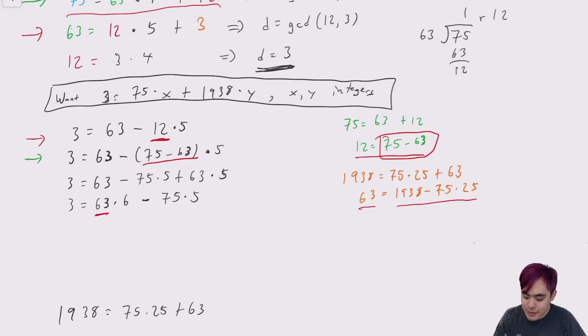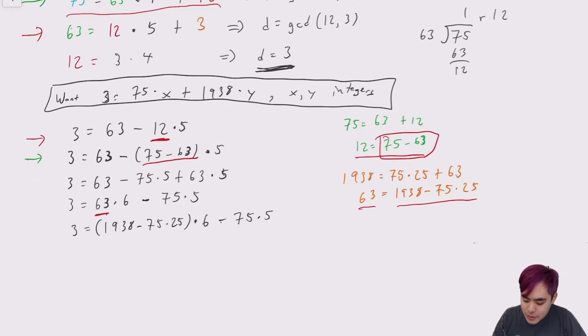So now we replace that in, so that gives us 3 is equal to 1,938 minus 75 times 25 times 6 minus 75 times 5. Okay? We expand that out again, so 3 is equal to 1,938 times 6 minus 75 times 25 times 6 minus 75 times 5.